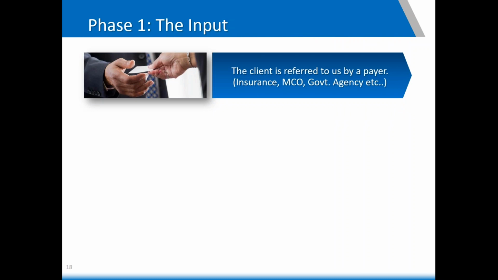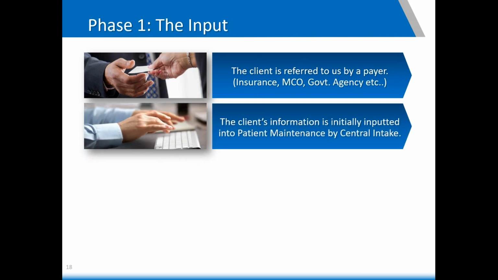We get a referral. The client's referral comes to us by the payer most of the time. We get them from the insurances, MCOs, government agencies, etc. The client information is initially inputted into patient maintenance by central intake. So when you get that referral, you need to send that over to central intake, and they will key all the initial information in, and they do verification of the insurance.